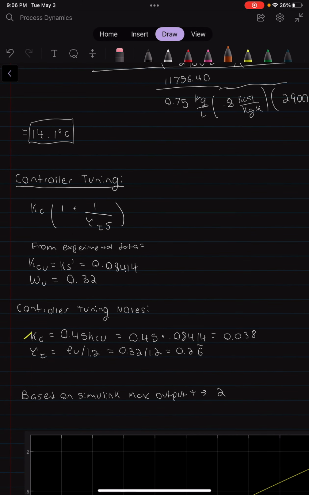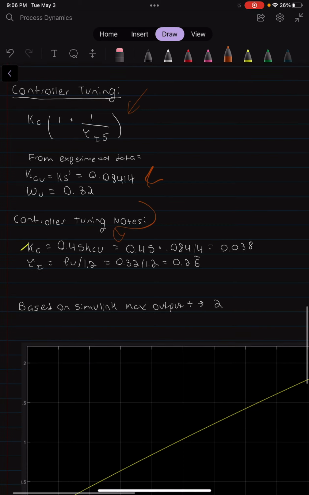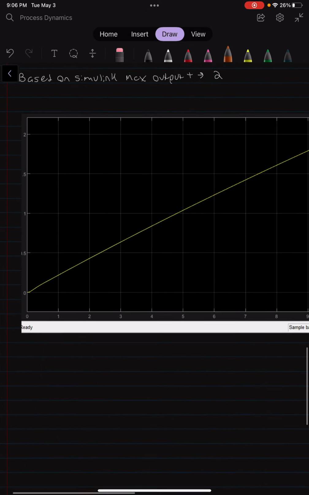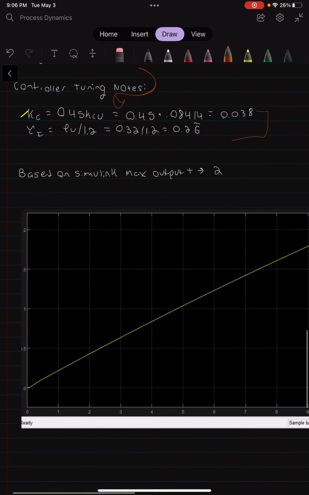Next, controller tuning. This is our standard form of the equation, and from our experimental data, we get these values. You can then plug those into our Ziegler-Nichols heuristics and get these values. Then using Simulink, we plug in all of our transfer function gains and time constants, and we get a maximum change of 2 degrees C for a step change of 10.